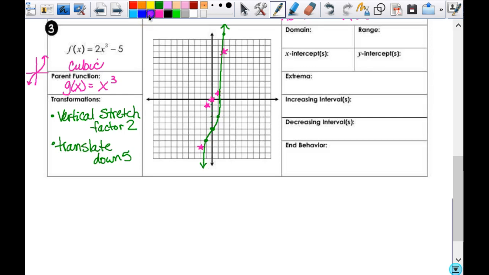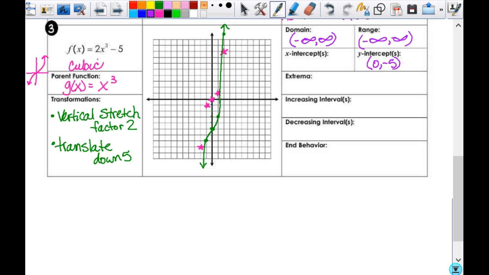So our domain, just like with the original, is negative infinity to infinity. Range, negative infinity to infinity. Do you know what your x-intercept is? No, and it's not 1.25 or 1.5. We'll come back to that. Do you know exactly what your y-intercept is? Yes. So that one down, and then we'll talk about the other. Okay, (0, negative 5). All right, so I have to find my x-intercept.